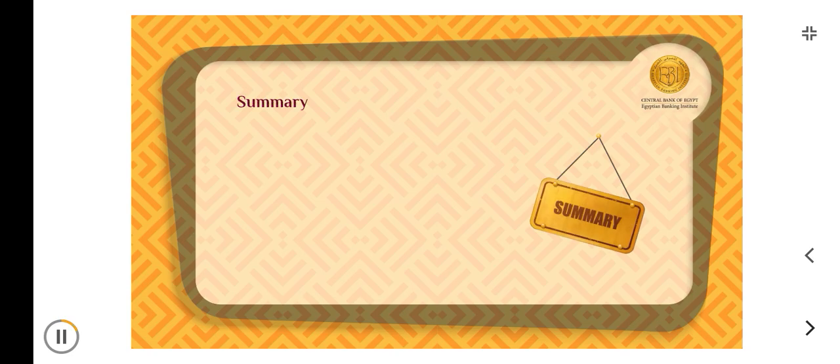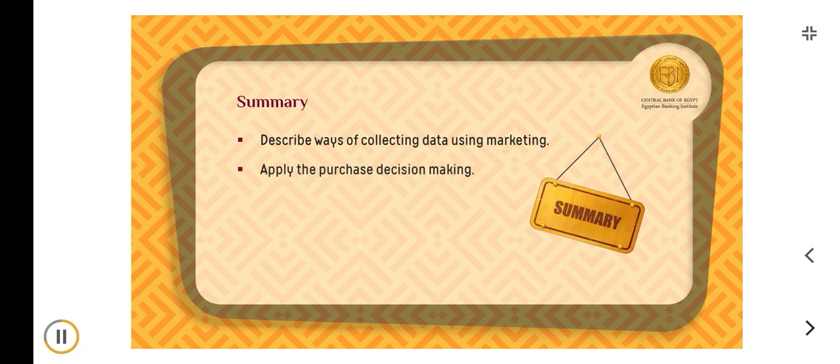By the end of this module, you are able to describe ways of collecting data using marketing, apply the purchase decision-making, define loyalty and retention, and identify the meaning of win-back.